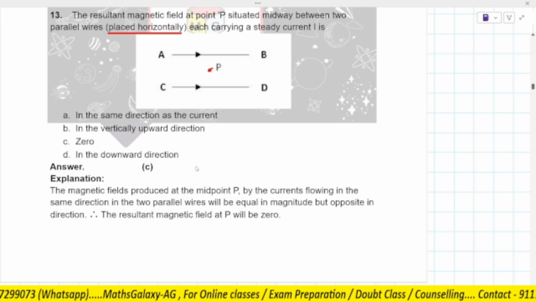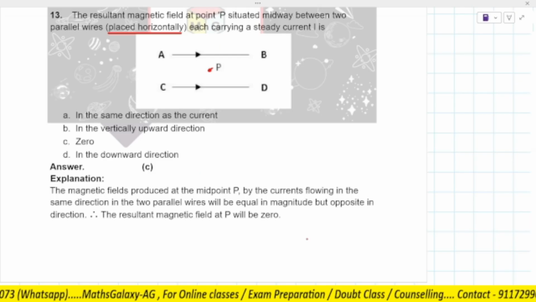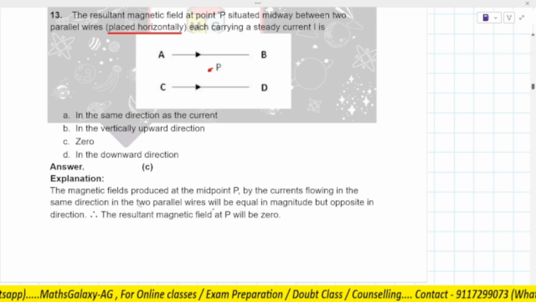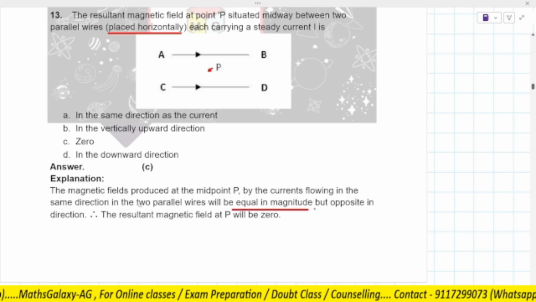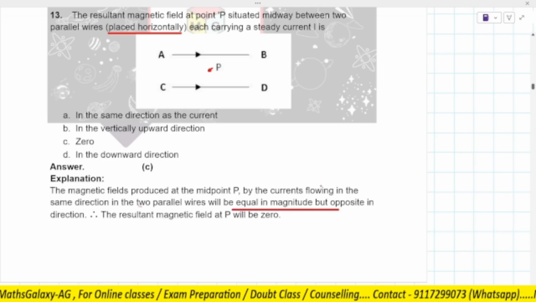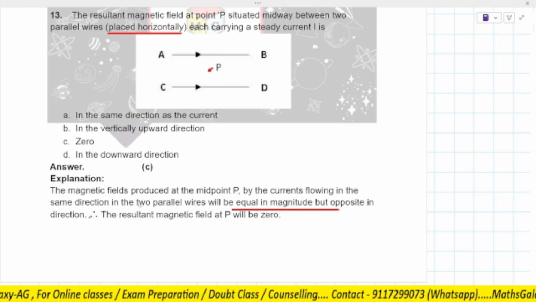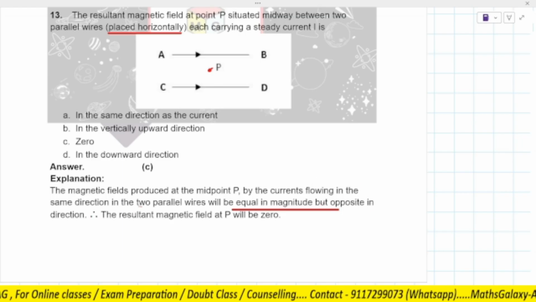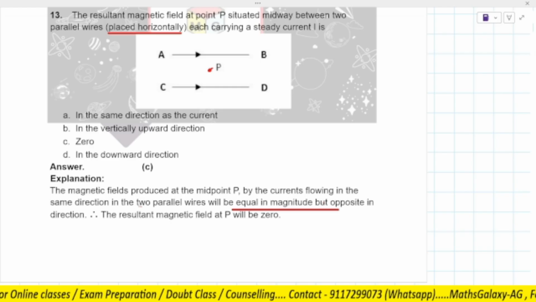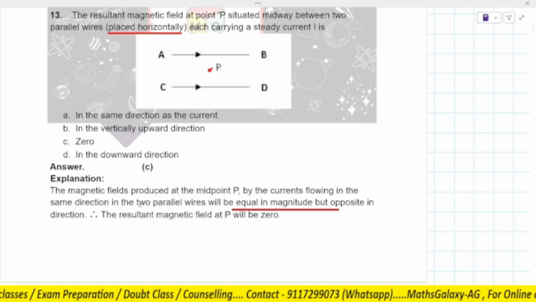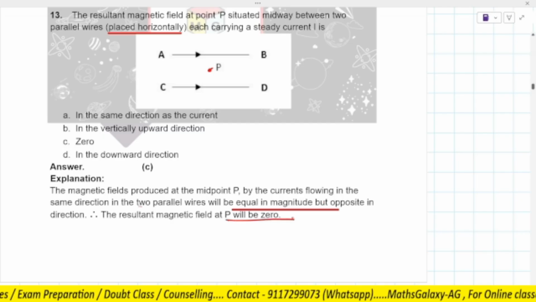Right? So let's see the explanation. It says that the magnetic field produced at the midpoint P by the currents flowing in the same direction in the two parallel wires will be equal in magnitude, but opposite in direction. So we will use the negative sign for it, and when you calculate the resultant, it will be subtracted and it becomes 0, right? The resultant one.